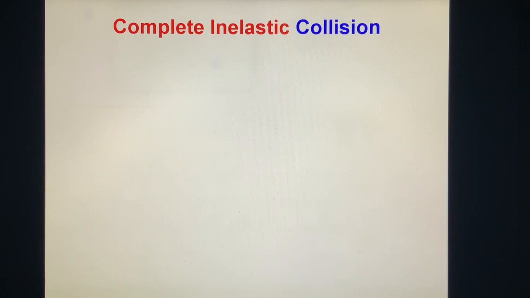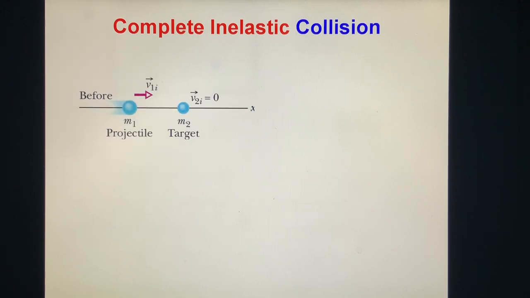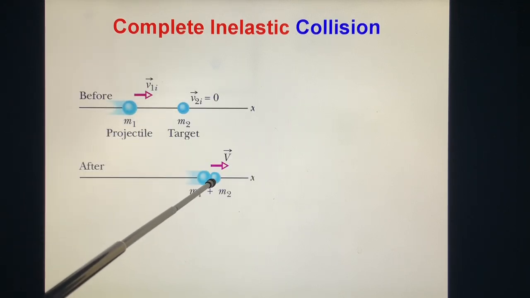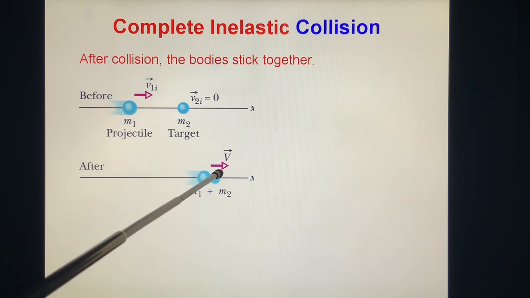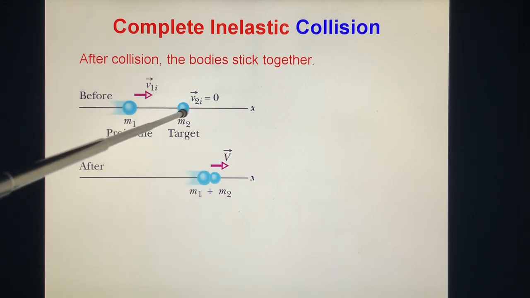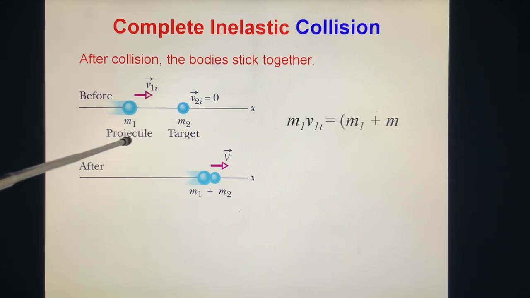Completely inelastic collision. What does it mean? It means these two collide and they become one. After collision, the bodies stick together, so they move together. We assume v2 initial is zero. Then we see the linear momentum is conserved.